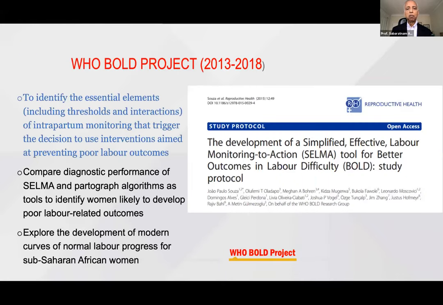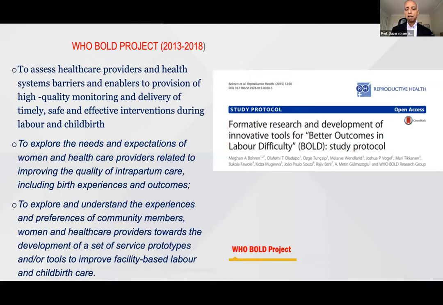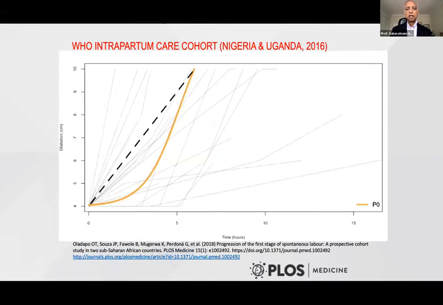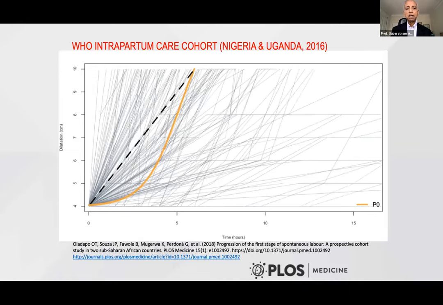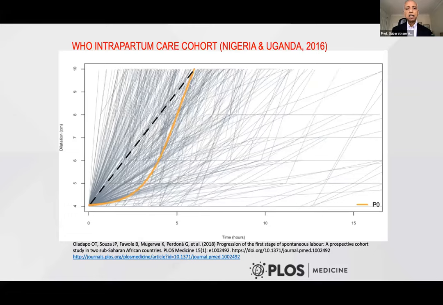So the WHO BOLD Project was being published as a protocol, and it was to identify the essential elements, including threshold and interaction for intrapartum monitoring, which will trigger decision-making and interventions. So I'll just go through some of the studies which they have done. So in the prospective study, as you could see the black lines appearing in nulliparous women in Uganda and Nigeria, this was the type of curve they got.